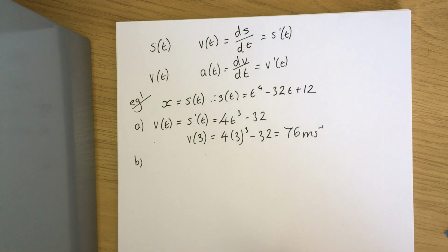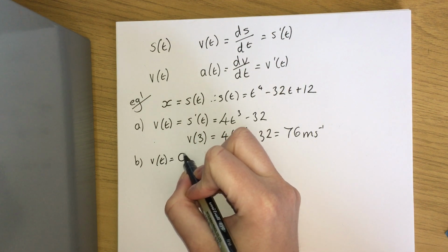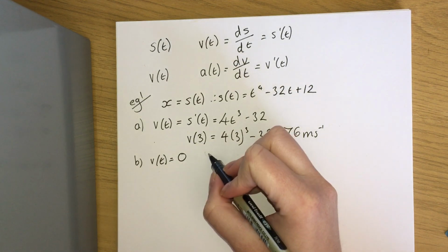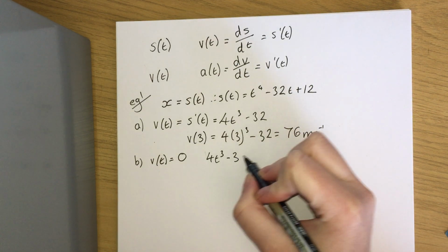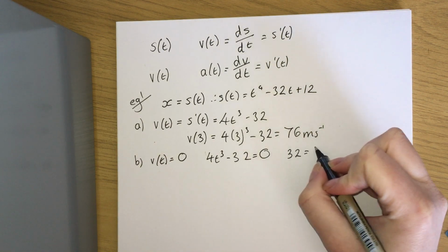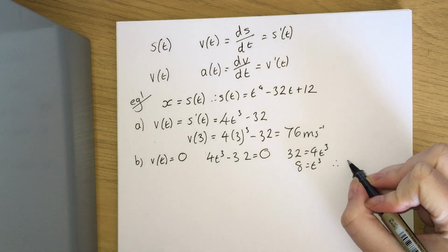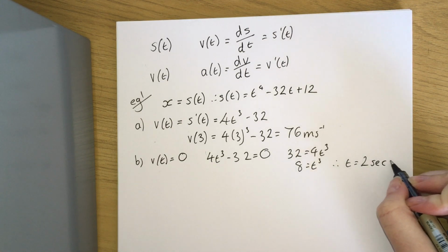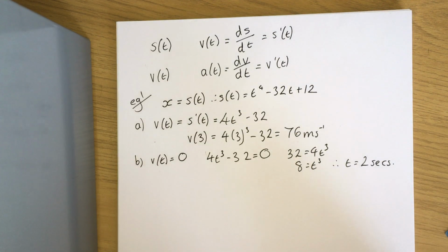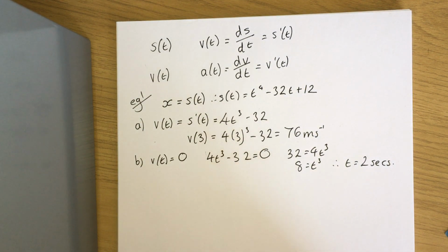Find the value of t for which P is instantaneously at rest. Well, the moment that something is at rest means that its velocity is 0. So 4t cubed minus 32 is equal to 0. 32 is equal to 4t cubed. 8 is equal to t cubed. So therefore, t is 2 seconds. So at 2 seconds, that is when the particle is instantaneously at rest.